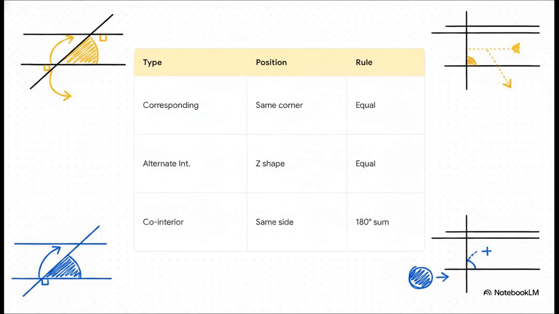Then we have alternate interior angles. These sit between the parallel lines, but on opposite sides of the transversal, often forming a little Z shape. Their rule? Also equal. It simplifies the whole puzzle immensely. If you know just one angle, you can usually figure out almost all the others, simply because so many of them are equal to each other.